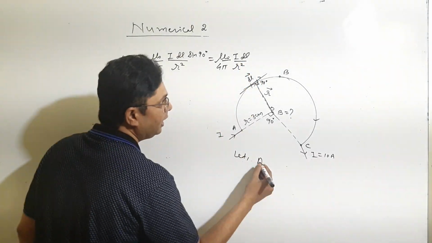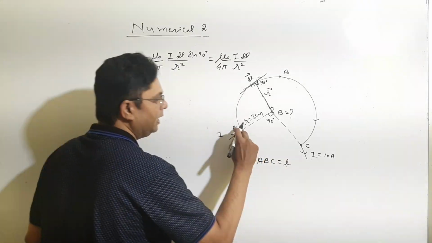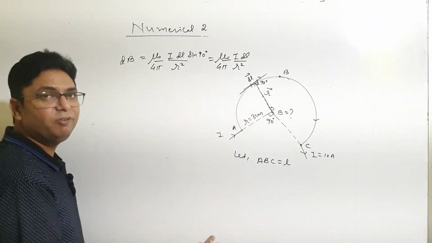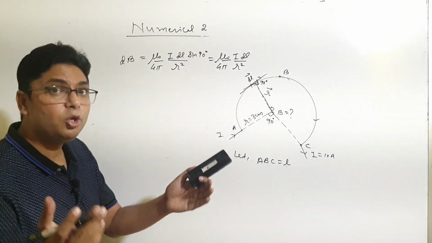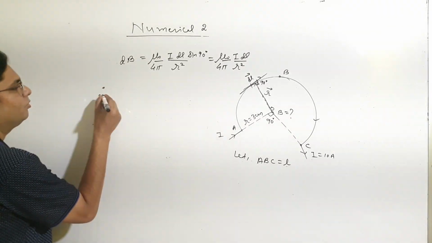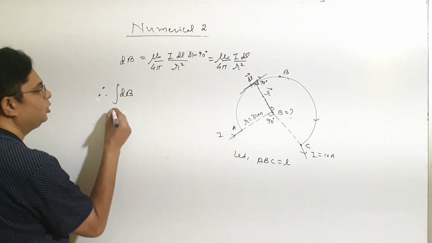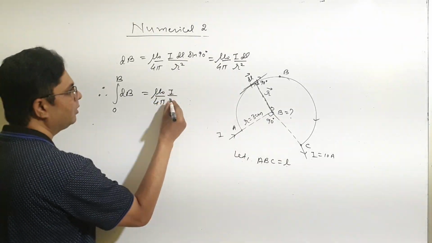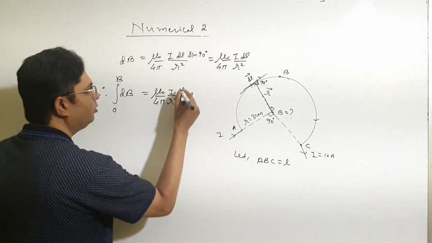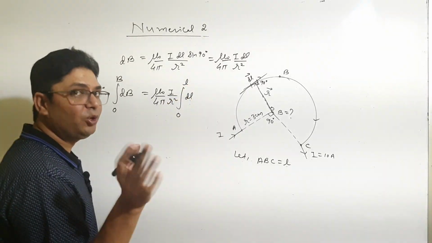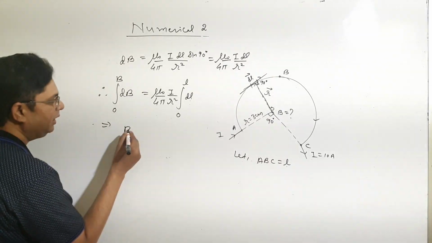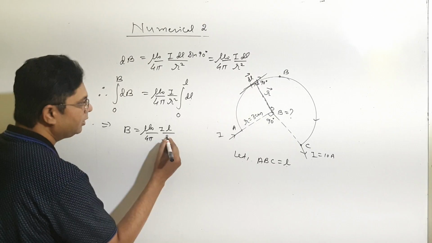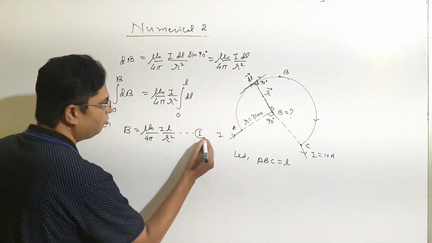Let ABC equal to L, the length from A to C is L. So you have to find the magnetic field due to length L. What will you do? You will integrate it. Therefore integrating dB from 0 to B is equal to mu naught upon 4 pi, I upon r square, integration of dl from 0 to L. Integration of dl from 0 to L is L. So you have B is equal to mu naught upon 4 pi, I L upon r square. Let this be equation number 1.